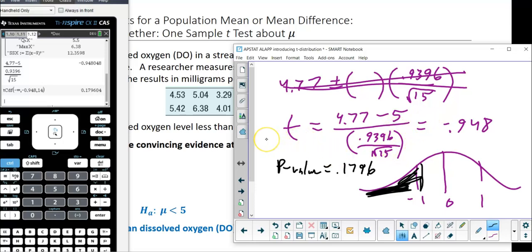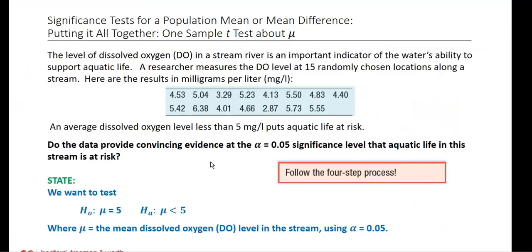Okay, so because the p-value is greater than the alpha level, we do not reject. We failed to reject. We do not have enough evidence to prove that the DO oxygen levels are less than 5.